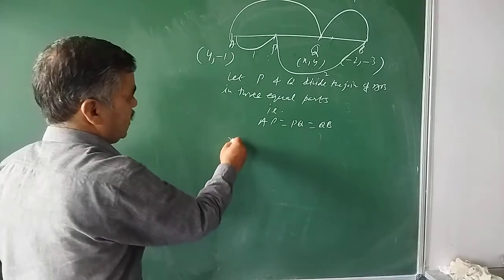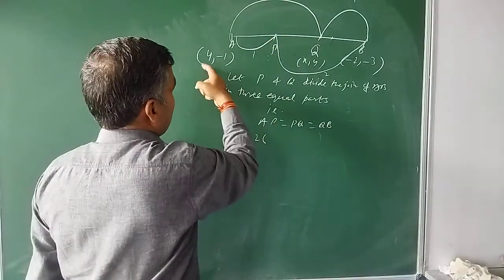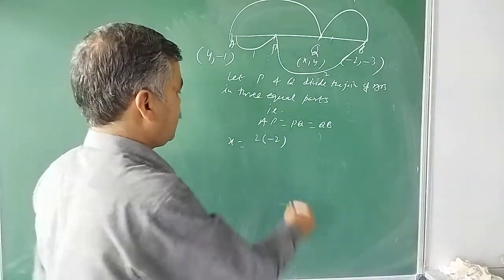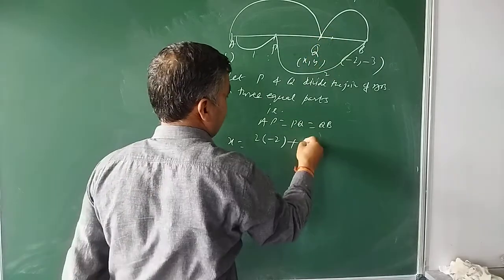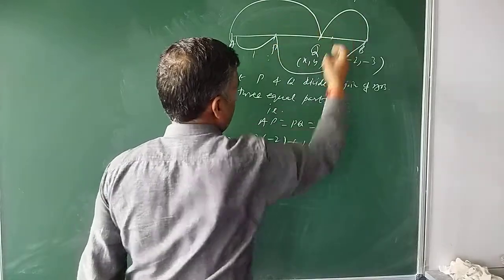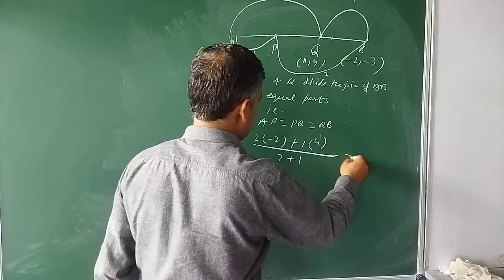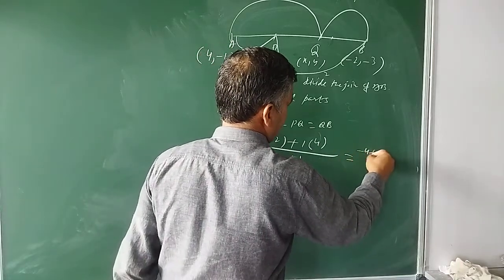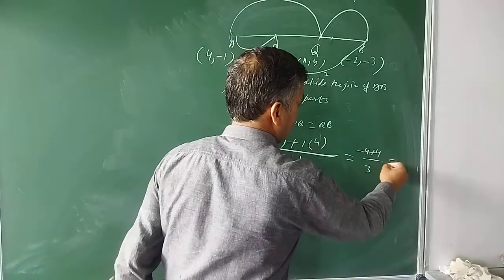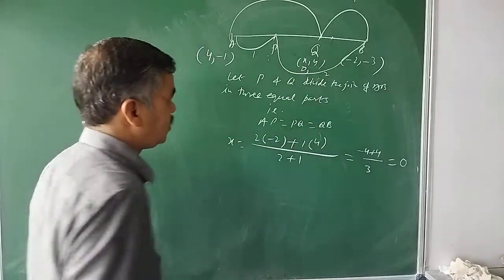So my X will be equal to (m1 x2 plus m2 x1) upon (m1 plus m2). So m1 is 2, x2 is -2, m2 is 1 and x1 is 4, upon m1 plus m2, again that is 2 plus 1. Now let us see the result: -4 plus 4 upon 3, and -4 plus 4 will make it 0. The value of X for Q will be equal to 0.